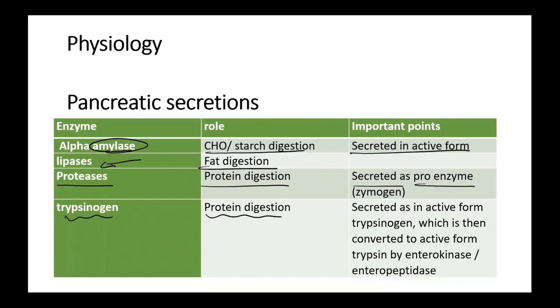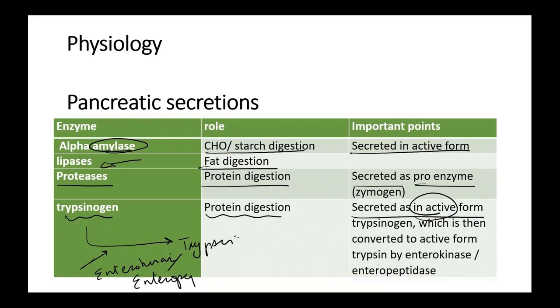Trypsinogen, again protein digestion. It is secreted in inactive form. So trypsinogen is inactive. It is converted into the active form, which is trypsin, by an enzyme called enterokinase or enteropeptidase. And then trypsin is responsible for protein digestion.